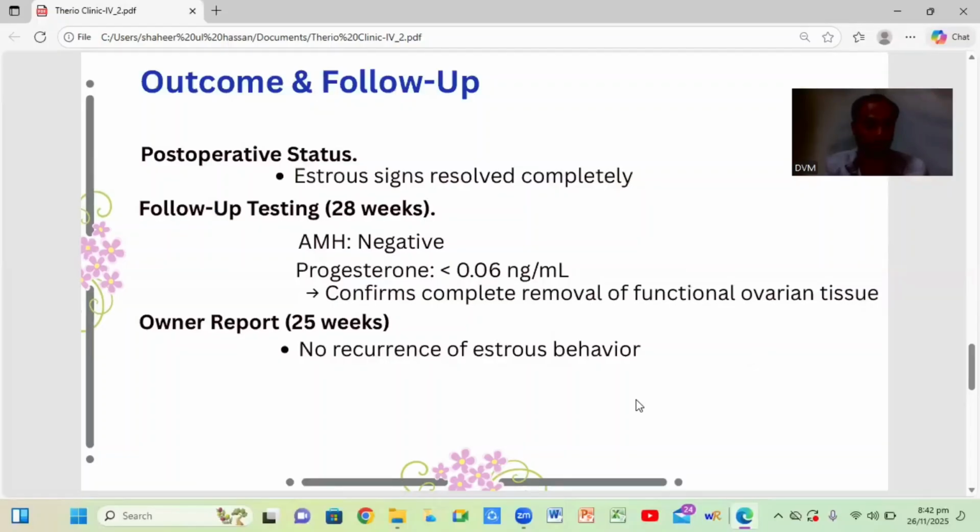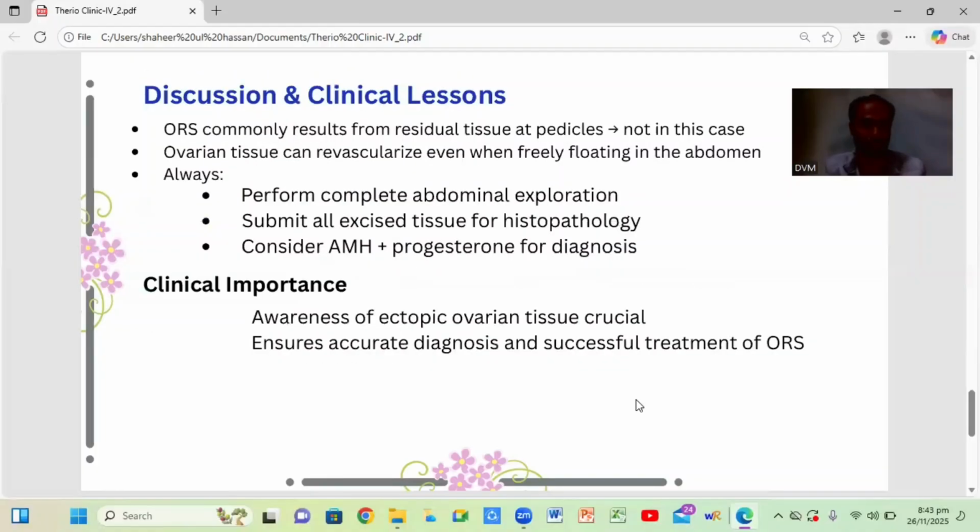Outcomes and follow-up. This was the post-operative status. Estrus signs resolved completely, meaning the cat doesn't show estrus signs again. The follow-up was done at 28 weeks. It showed the two more important hormones: AMH was negative, and progesterone was 0.06 nanograms per ml, which confirms complete removal of functional ovarian tissue. The owner report at 25 weeks showed no occurrence of estrus behaviors.